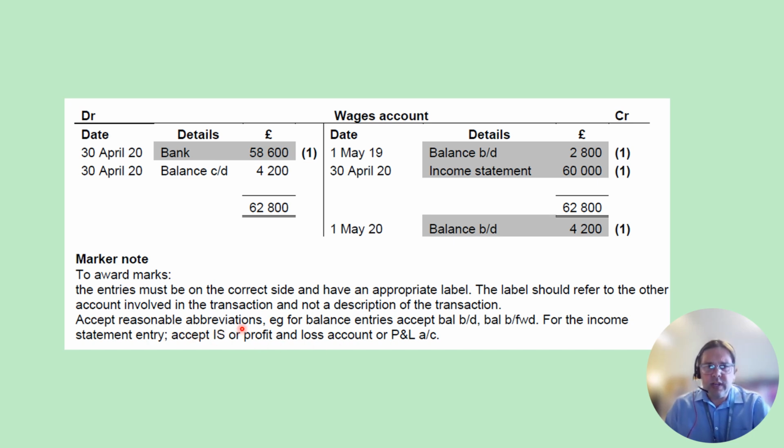It does accept reasonable abbreviations, like BAL, BD, BAL brought forward. You can have IS, and obviously it can say profit and loss, but where you can, write in full, though with balances and things like that, it's really not needed. But check those dates. This particular question did not give you a mark for balancing down on the 1st of May 2020, but that has been the case in previous papers. Okay, good luck.